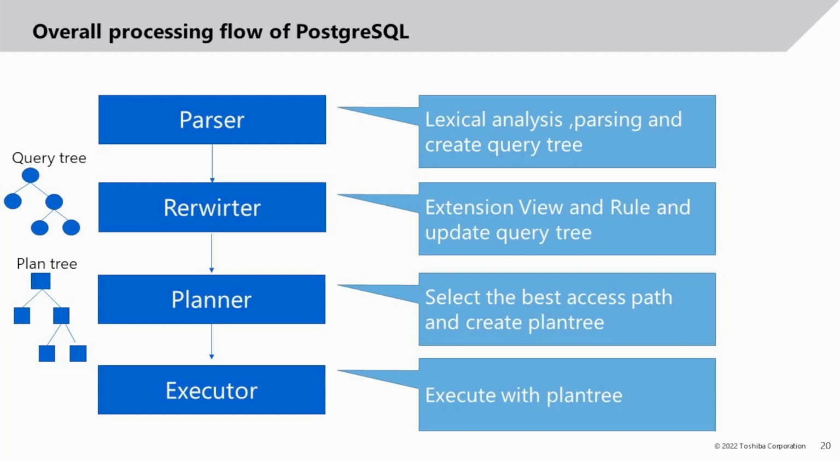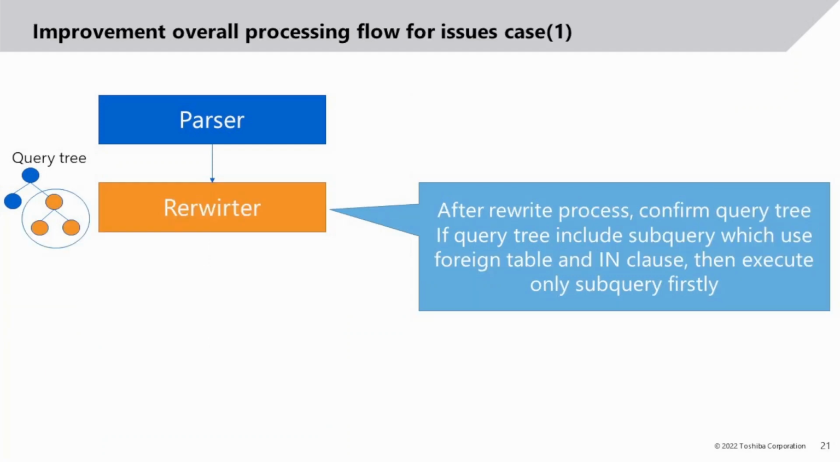Next, I will explain what to modify. We modified the rewriter. We add a confirm phase in the rewrite process. More specifically, after the rewrite process, confirm the query tree. If the query tree includes a subquery which uses a foreign table and an IN clause, then execute only the subquery firstly.